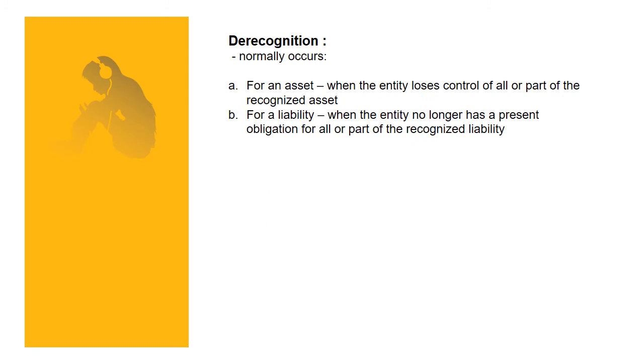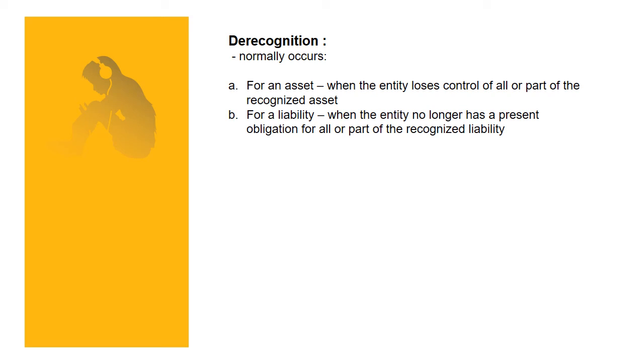The derecognition, as we have discussed kanina, normally occurs for an asset when the entity loses control of all or part of the recognized asset. Kailan ba tayo mawawalan ng control? Pag nabenta na natin or kaya na-expire na or na-consume na yung asset. So, kailangan i-derecognize, tanggalin na siya sa statement of financial position.